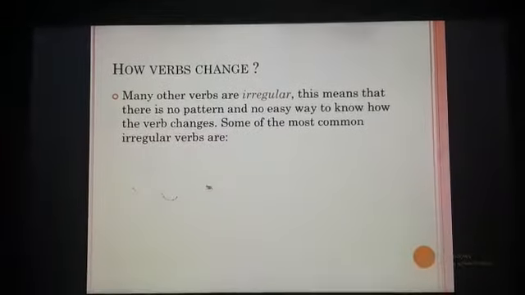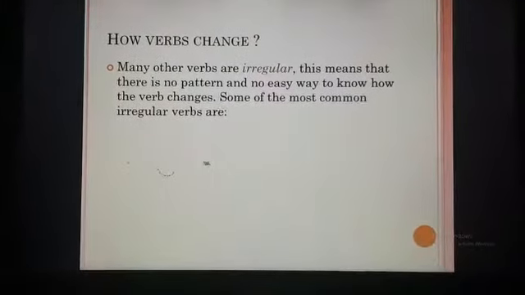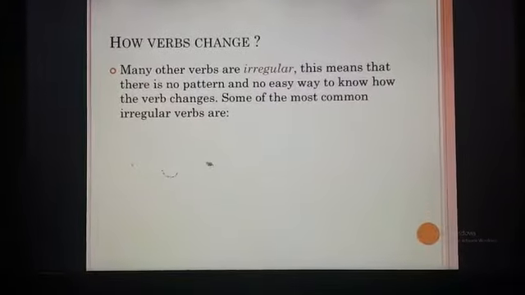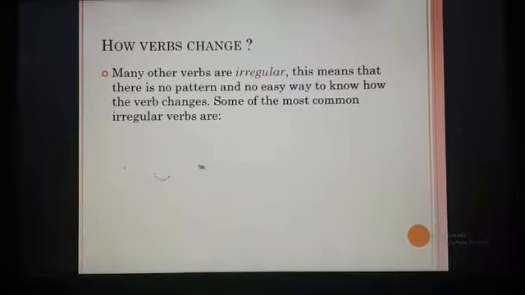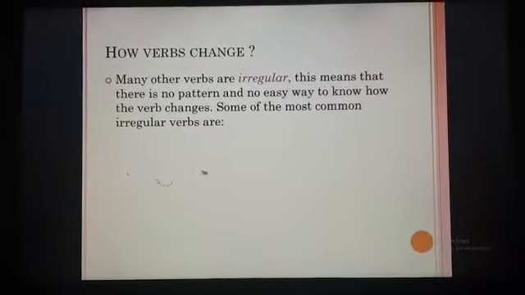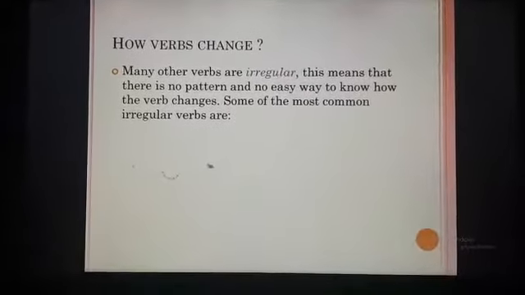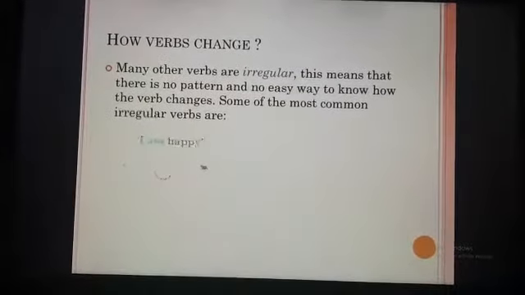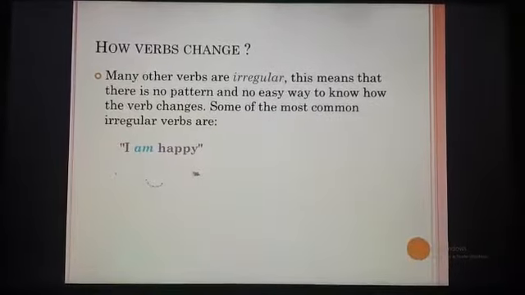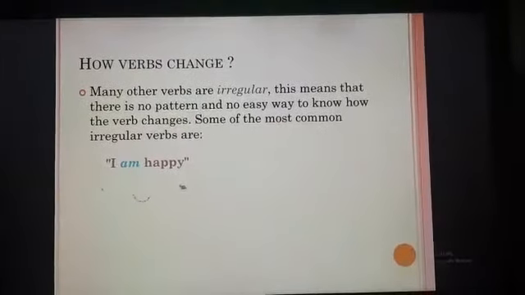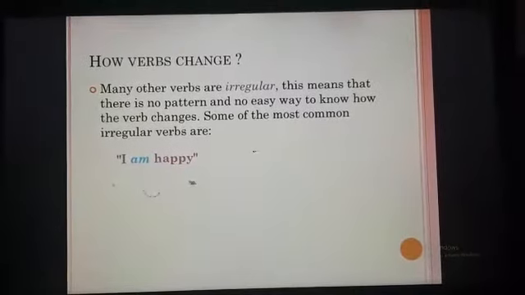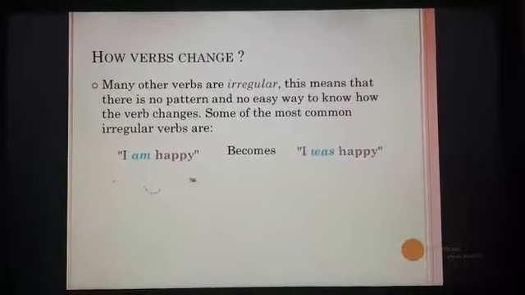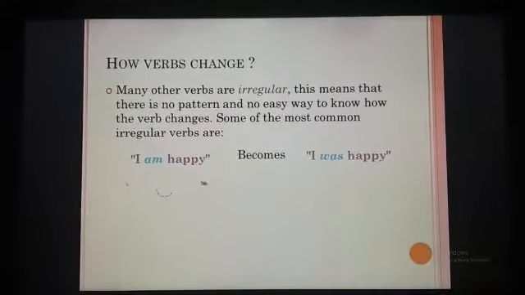The other kind, many other verbs, are irregular. This means that there is no pattern and no easy way to know how the verb changes. I'm going to give you just 2 examples, guys, but there are lots of them. Let's see. I am happy. So my verb is am and it's colored in blue. Becomes I was happy. So the am is totally changed in the past tense.